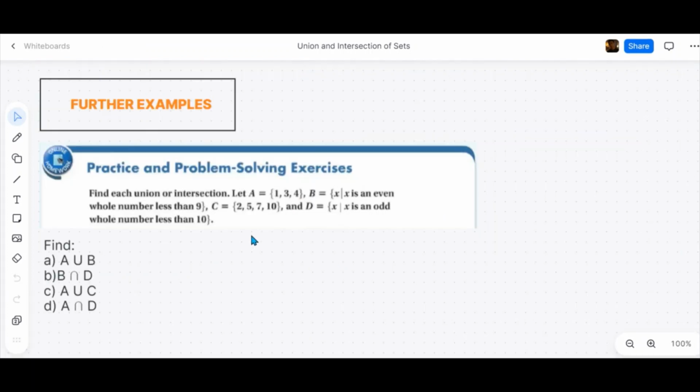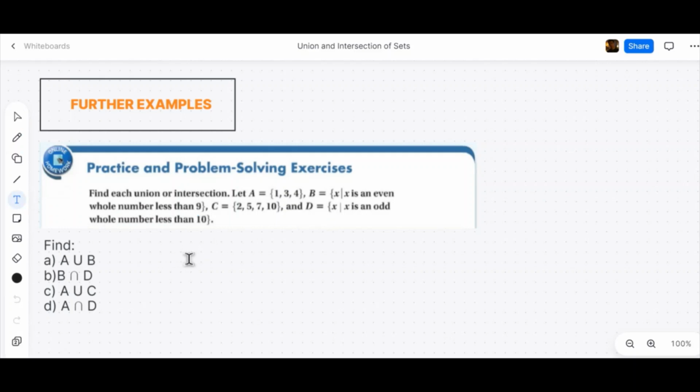So, let us try to answer this problem to understand further. Find each union or intersection of the following sets. Set A has 1, 3, 4. Set B is even whole numbers less than 9. Set C, 2, 5, 7, 10. And set D, they are odd whole numbers less than 10.